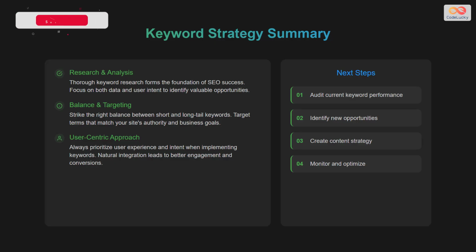Some next steps to consider include auditing current keyword performance, identifying new opportunities, creating a content strategy, and monitoring and optimizing your results.